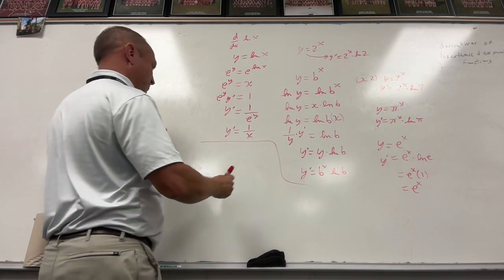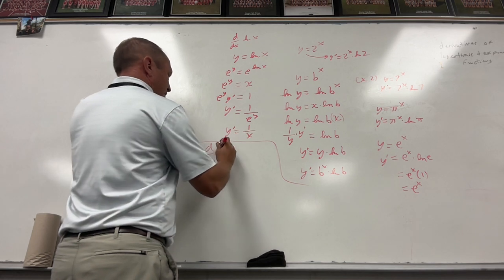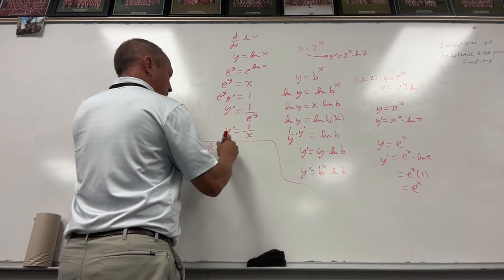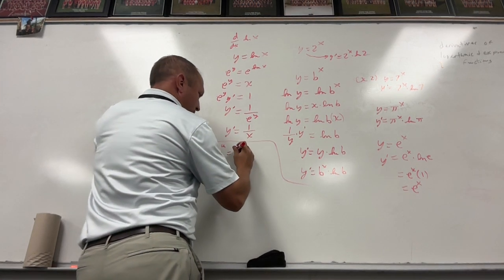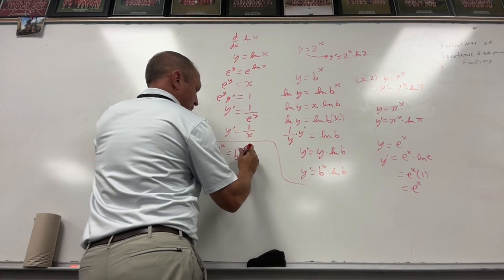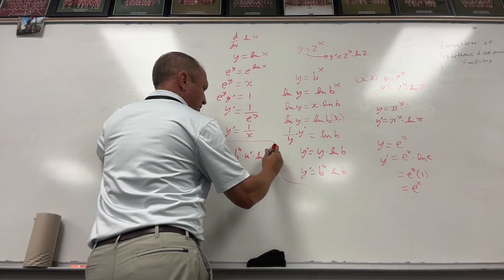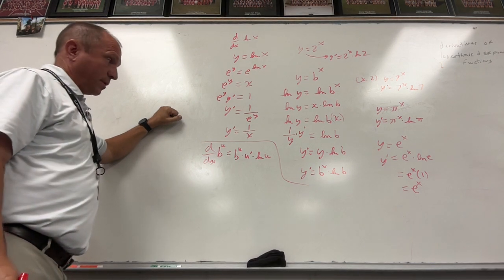Okay, so basically d/dx of b to the x, or b to the u, is b to the u times u prime times the natural log of b.